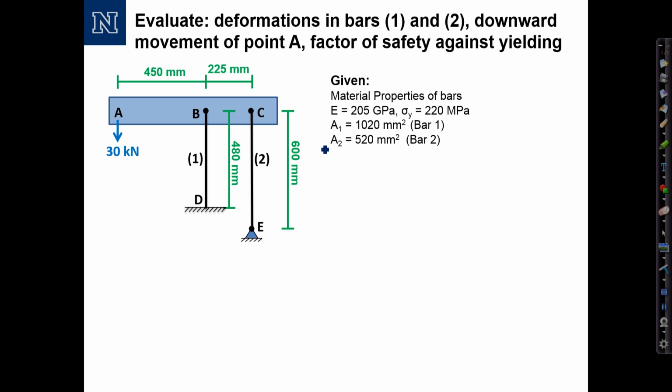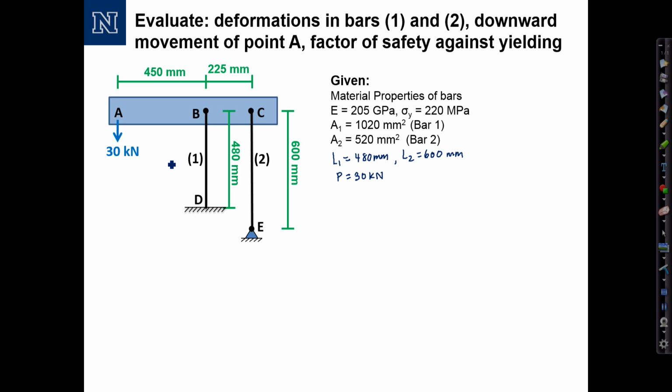And while we're at it, let's do a couple more interpretations. The length of bar 1 is 480 millimeters. The length of bar 2 is 600 millimeters. That will help us find the deformations in those bars. The axial force applied load at the end is 30 kilonewtons.